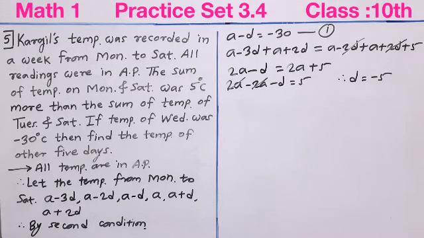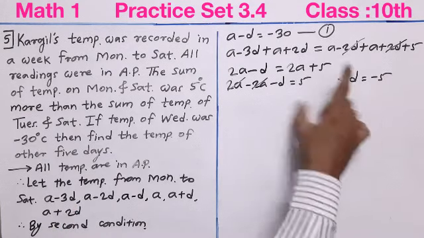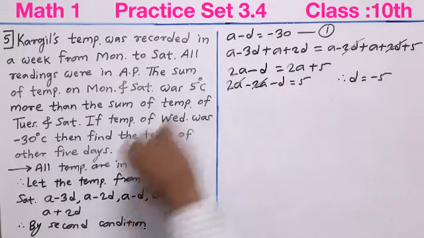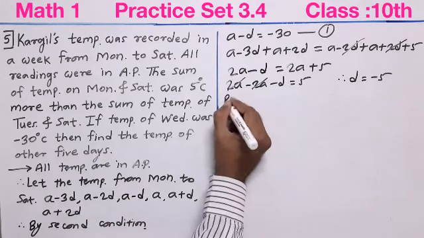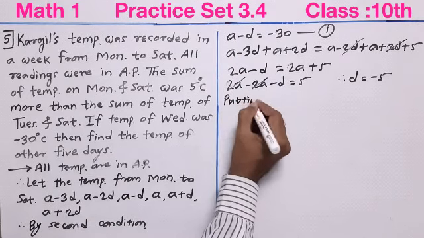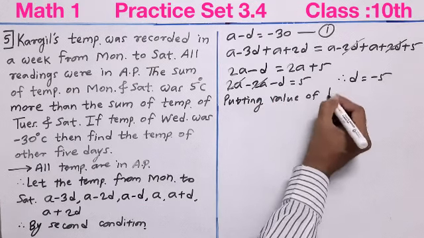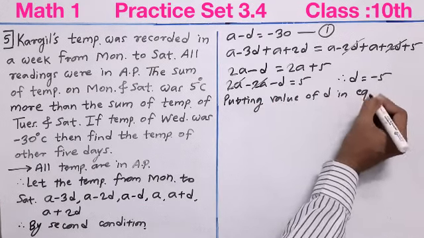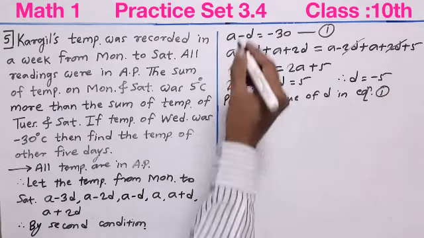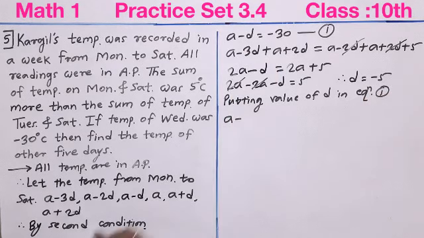This value of D will be helpful to us for finding the temperatures of all the 6 days. But for that we need A also. The value of A is required here. So if we put the value of D in equation 1, we get the value of A. So let us write here, putting the value of D in equation number 1. So let us put A minus D, means A minus.